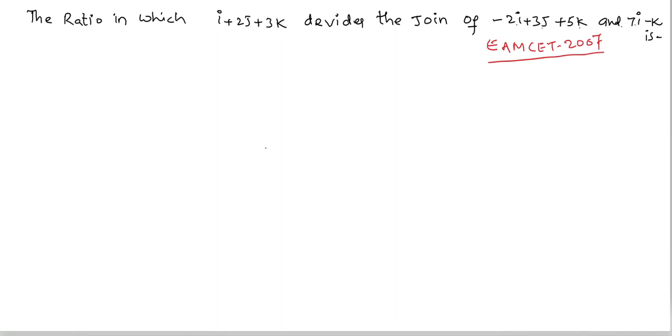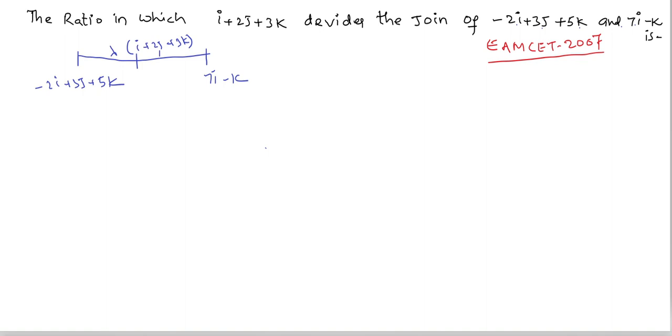Find the ratio in which i + 2j + 3k divides the join of -2i + 3j + 5k and 7i - k. Here the position vectors are -2i + 3j + 5k and 7i - k. This line is divided by the point i + j + 3k. So now we take the ratio as lambda is to 1.